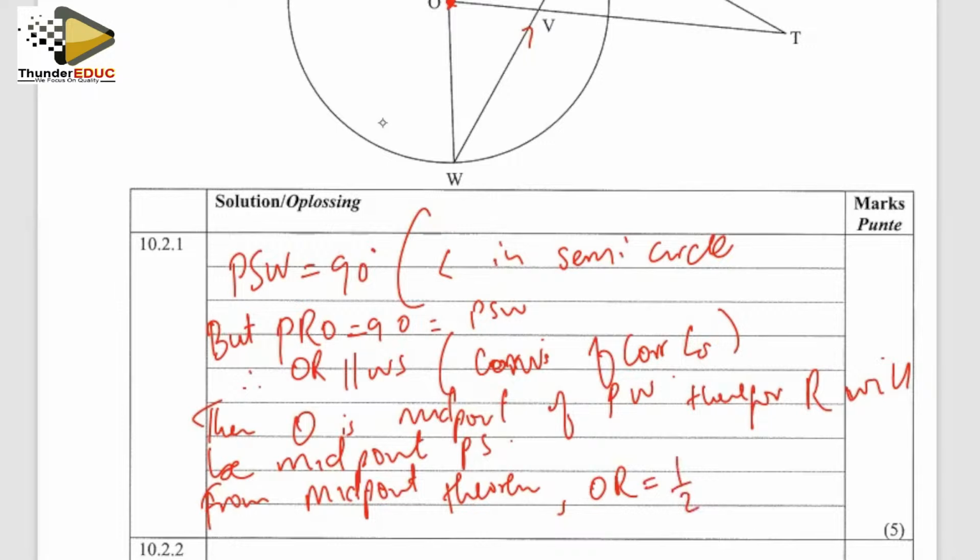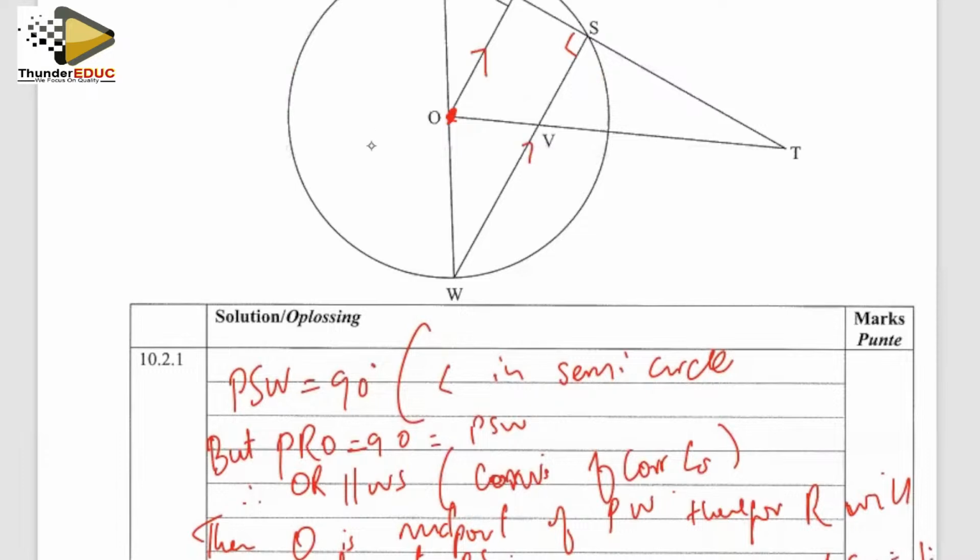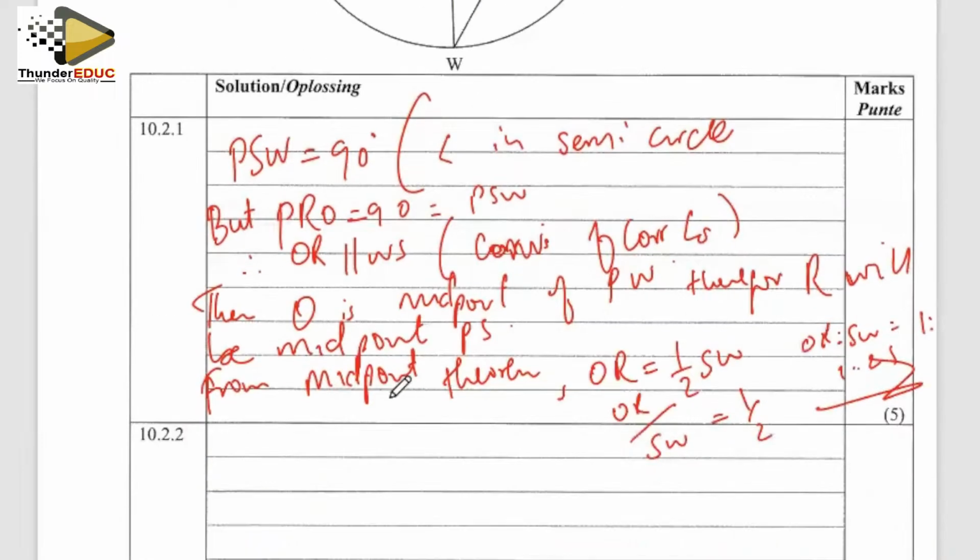Why am I saying OR must be a half of SW? When you divide both sides, you're going to have OR over SW is equal to 1 over 2, which means OR to SW should be 1:2. So that is all they needed. Prove the 90 degrees here, give a reason, then go on to conclude that these lines are parallel. Then bring in the midpoint aspect, and then use the midpoint theorem for the distance.